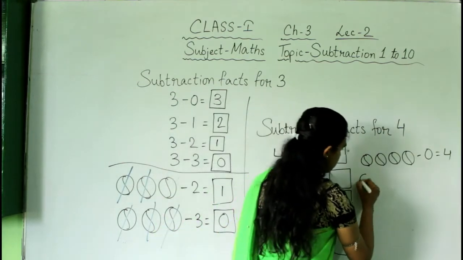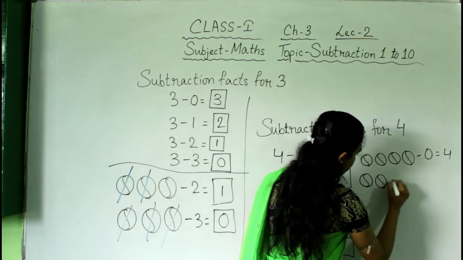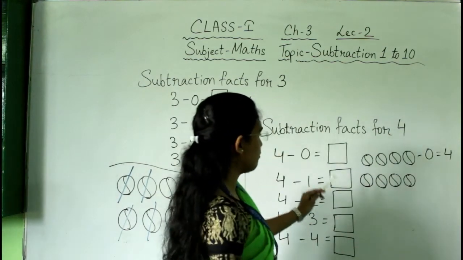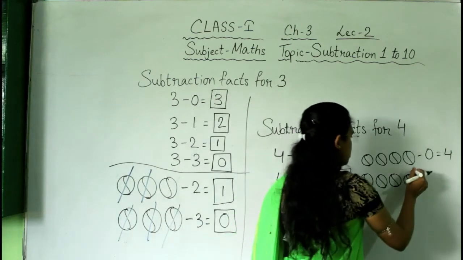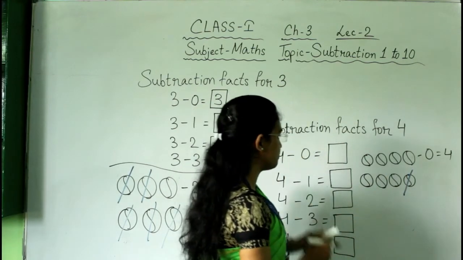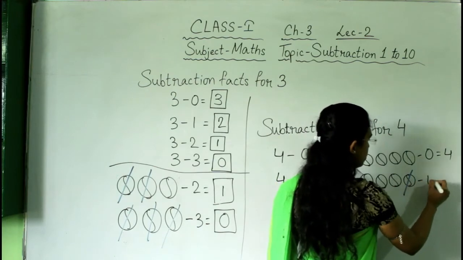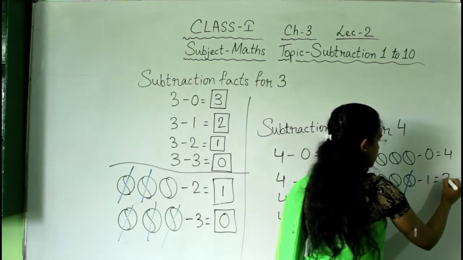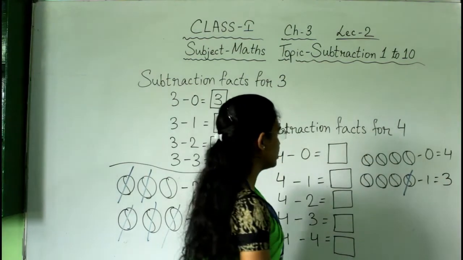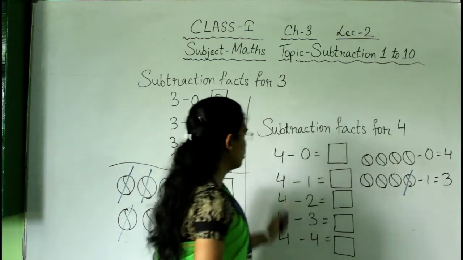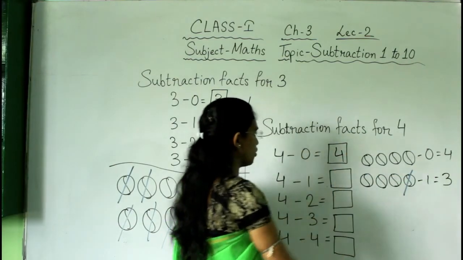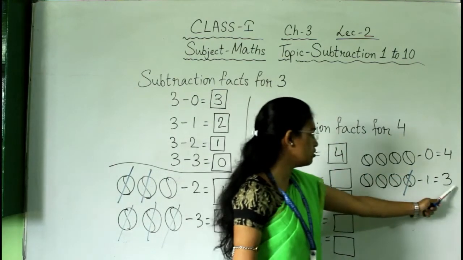Now you have 4 balls, and from these 4 balls you have given 1 ball to your brother. So how many balls are left? 1, 2, 3. 4 minus 1 equals 3. 4 minus 0 equals 4. So the answer is 4. And 4 minus 1 equals 3.